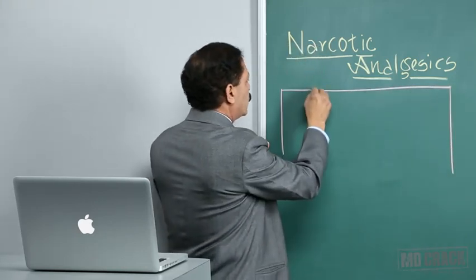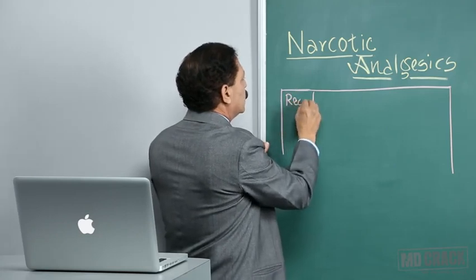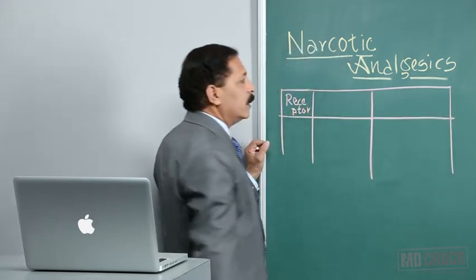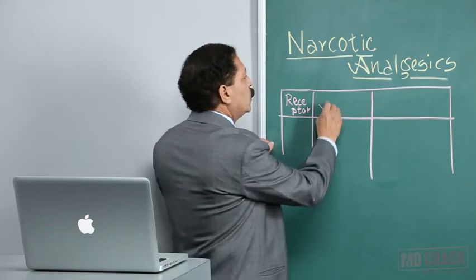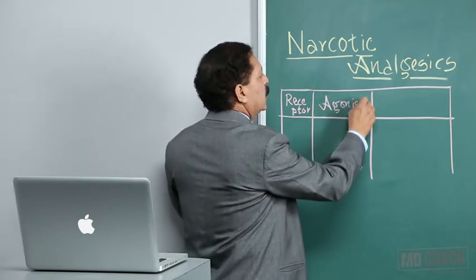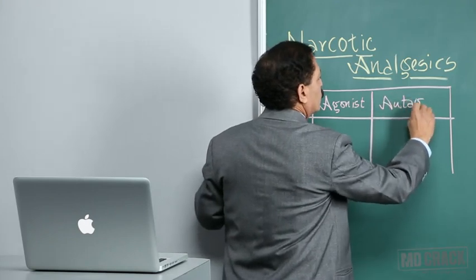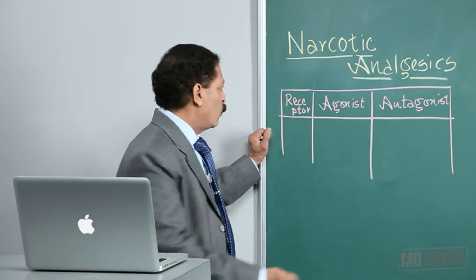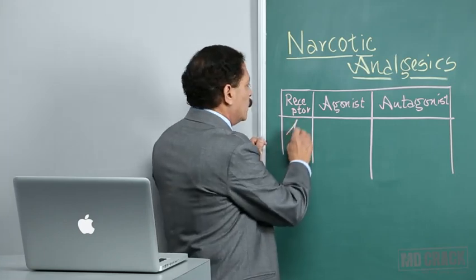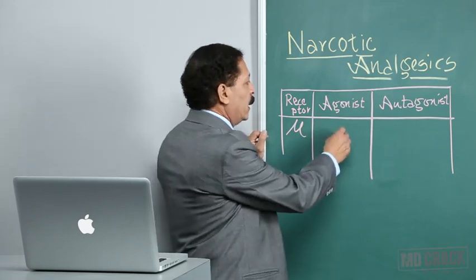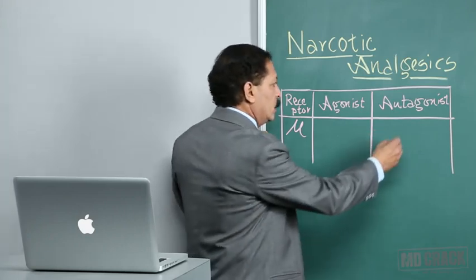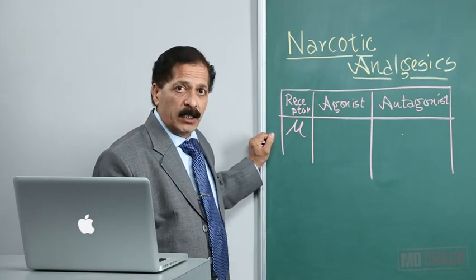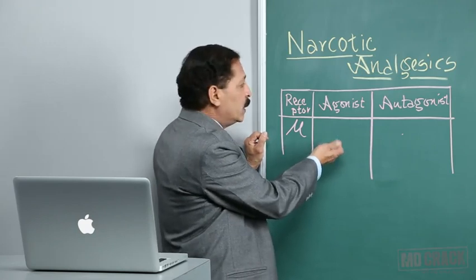For example, we have a type of receptor, and I'm going to put it here, the receptor. And in front of this, I'm going to make a table which is going to show what's the agonist and what's the antagonist. Suppose there would be only one receptor, then I would write, this is the name of the receptor. Let's take for example mu receptor. Then I would write, this drug is an agonist of this receptor, and another drug is an antagonist of this receptor. It was fine. Or in addition, I would say a particular drug is a partial agonist of this receptor.